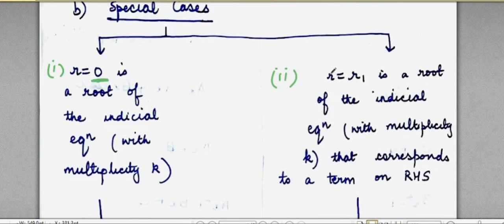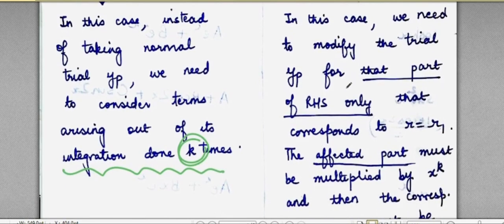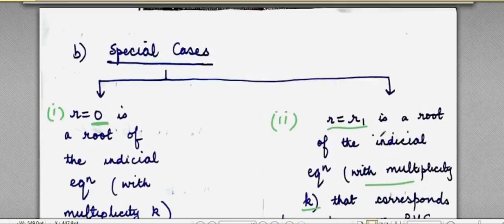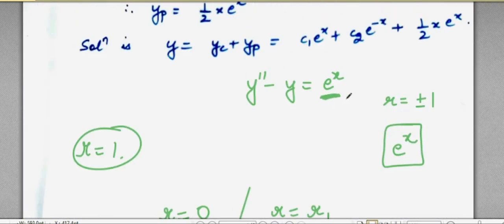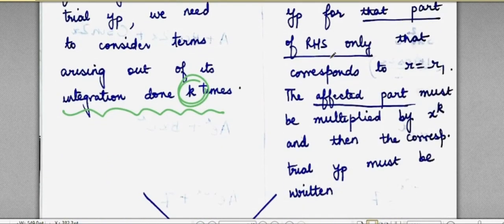Similarly, if there is a root of the characteristic equation with multiplicity k which corresponds to some term on the right hand side, then in this case also, instead of taking the normal trial yp, we will multiply the affected part. That means suppose there are two parts of this question. Suppose it had been e to power x plus, let's say, sine x, then sine x does not correspond to +1 or -1, but e to power x does. So for sine x you will do the normal trial yp only, but for e to power x you will modify your trial yp by multiplying the affected part by x to the power as is the multiplicity of that root, and then write the corresponding trial yp.